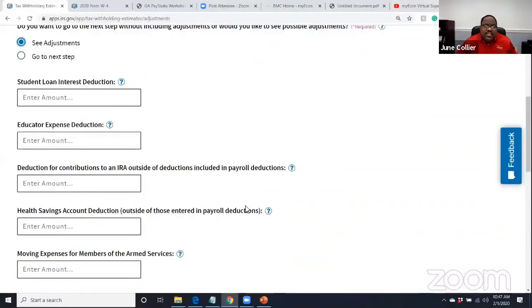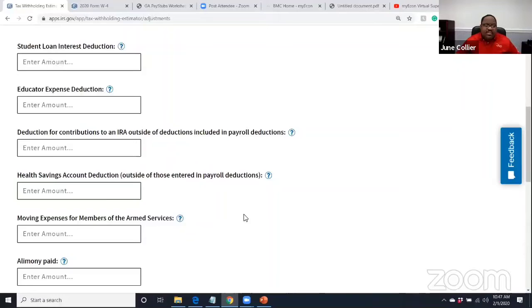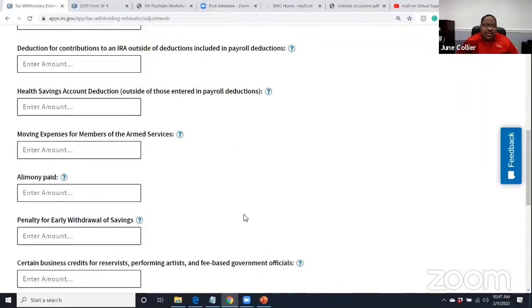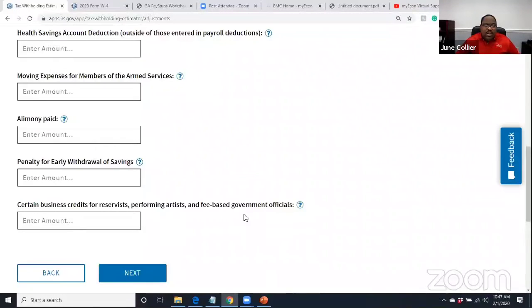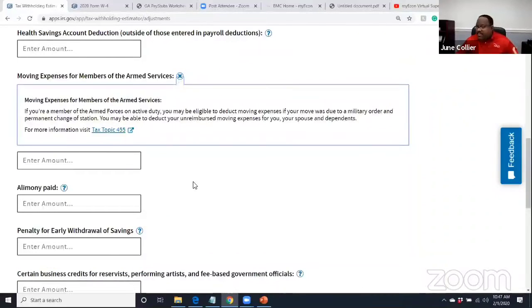And when we look at these adjustments: student loan interest deduction, educator expense deductions, deductions for contributions to IRAs outside of your payroll, health savings accounts, moving expenses, alimony, penalty for early withdrawal, certain business credits for reservists, we have none of those. And if you have any questions on any of these, again, you can always click on the question box and it's going to open up and give you more detailed information about what that box actually means.